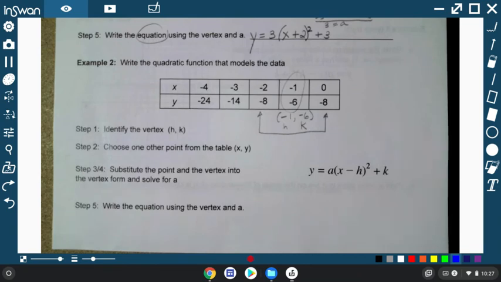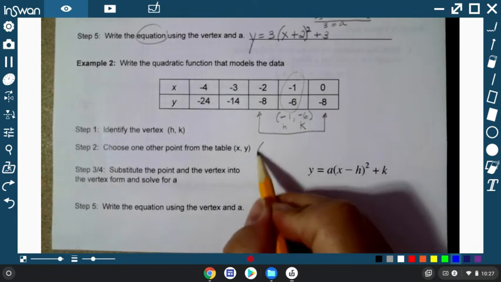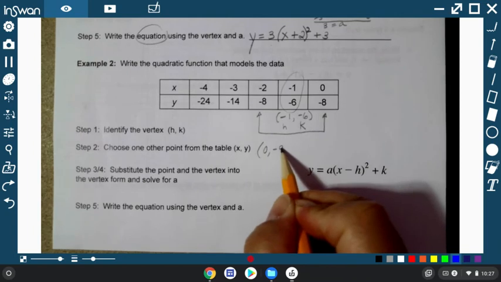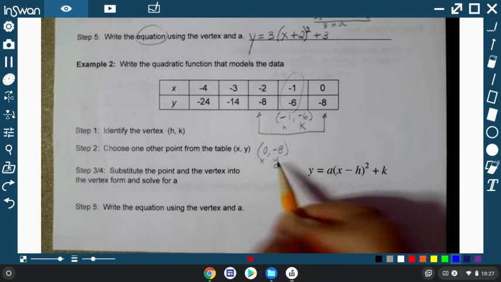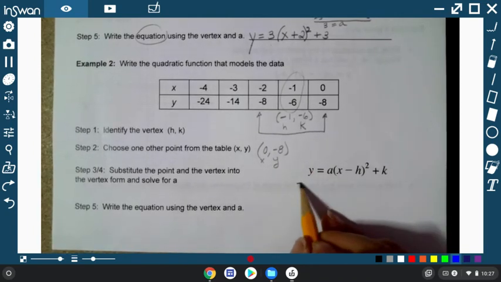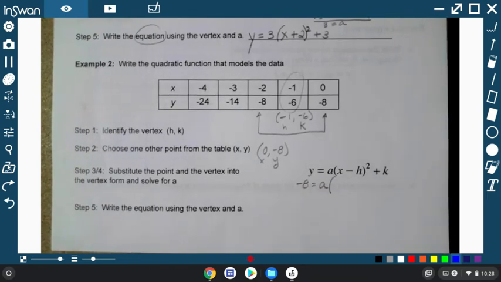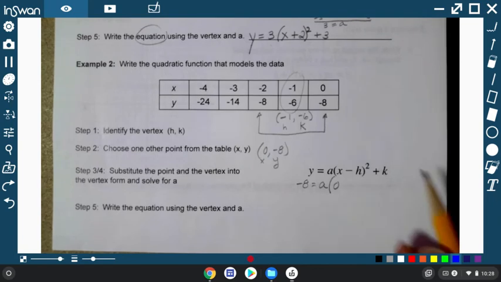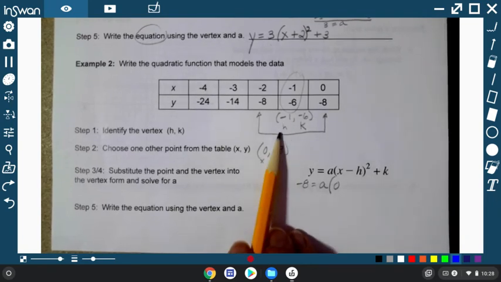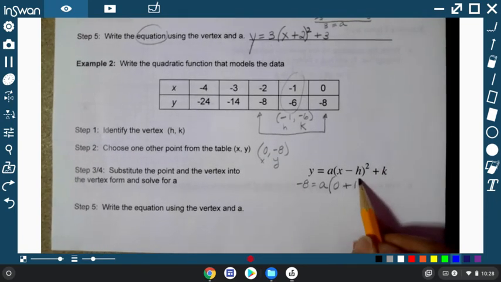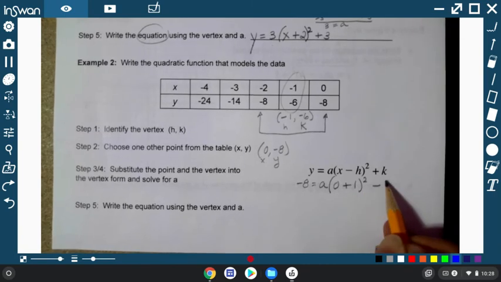Okay? All right. Remember, you could pick any other point. It says choose one other point from the table. And I like small numbers, so I'm going to go ahead and pick the one right next to it. 0, -8 is going to be my x, y. Okay, let's substitute. There's my y. I don't know my a. My x is nothing. Opposite of my h is going to be +1. And my k is -6.